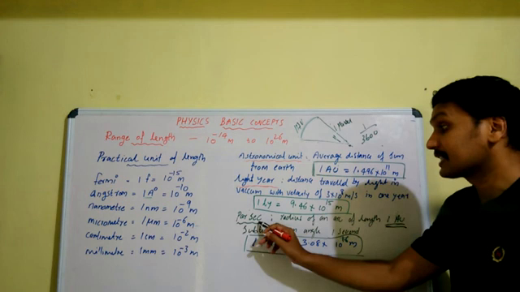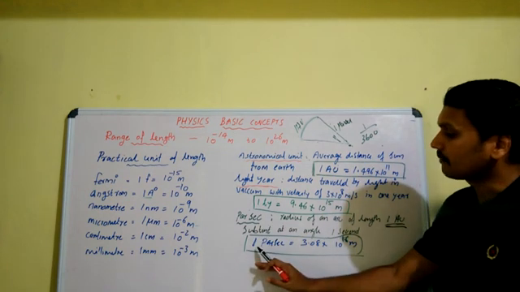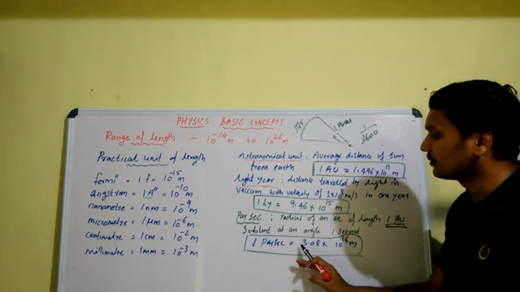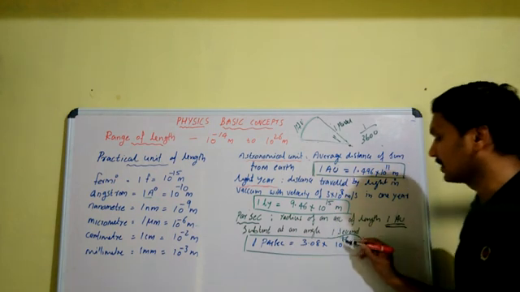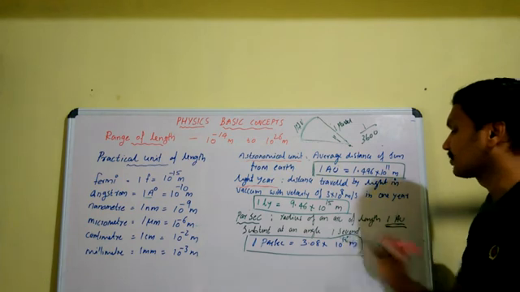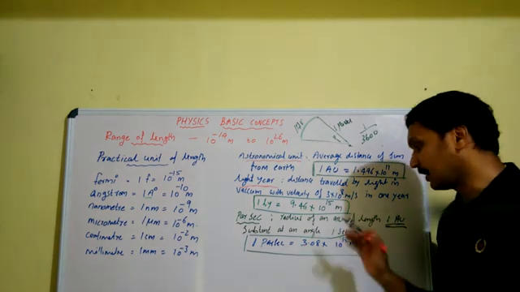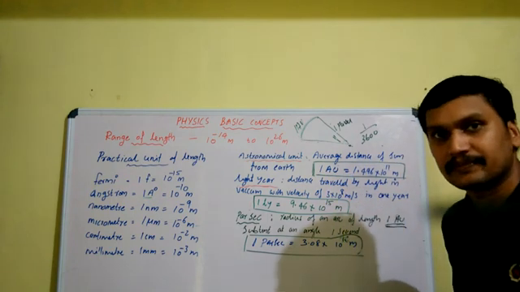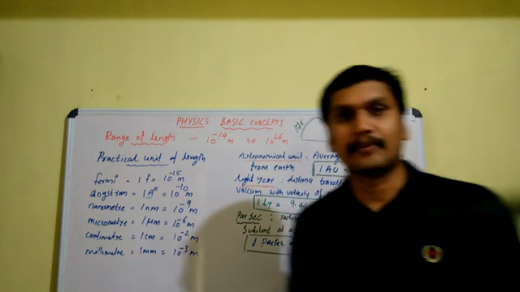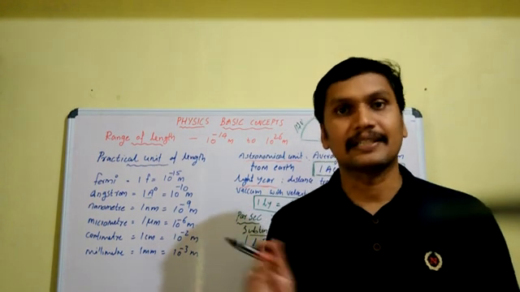So it is the biggest unit for length measurement, and 1 parsec is numerically equal to 3.08 into 10 raised to 16 meter. 1 parsec is equal to 3.08 into 10 raised to 16 meter. These are some of the common practical units for length measurements.